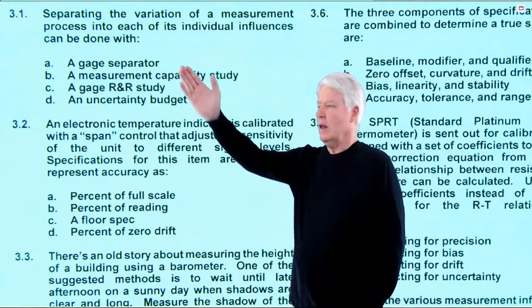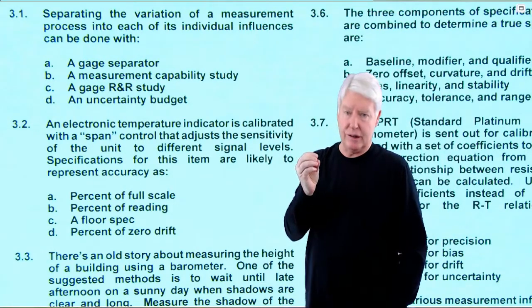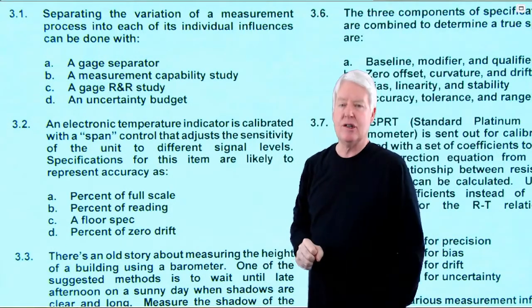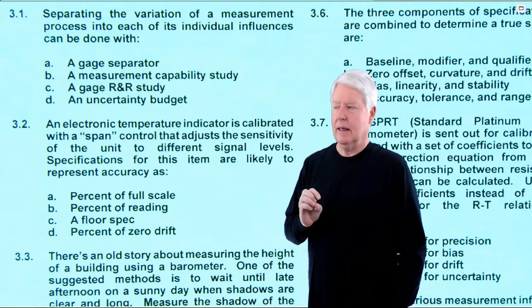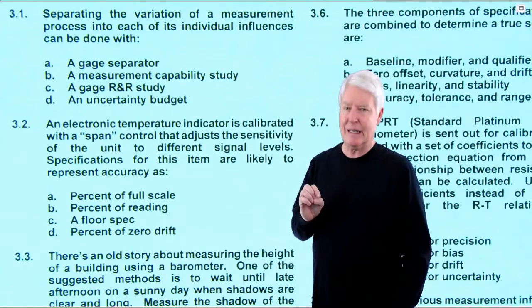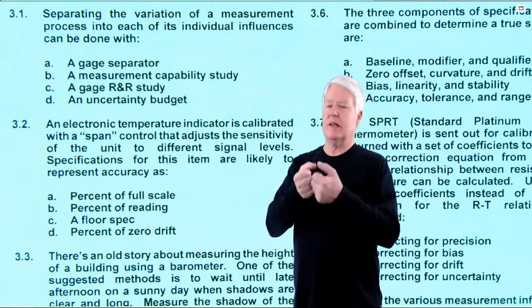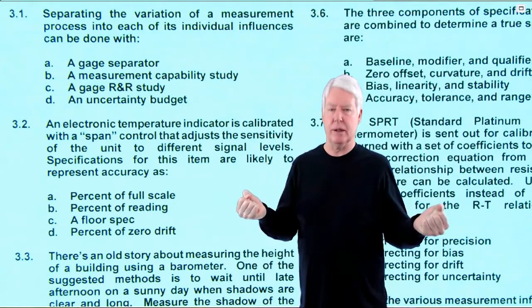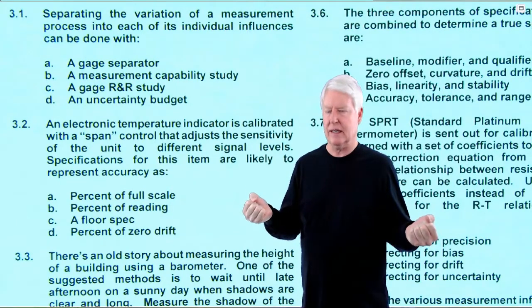So here we go. 3.1, separating the variation of a measurement process into each of its individual influences can be done with a gauge separator? No. A measurement capability study? Yes, probably. A gauge R&R study? Good, but not as good as B. Let me explain. The gauge R&R study splits it into repeatability, reproducibility. Those are the only individual components it breaks things into.